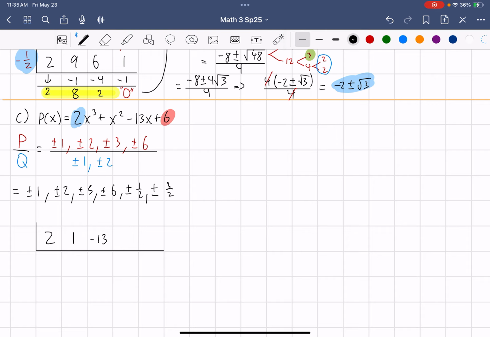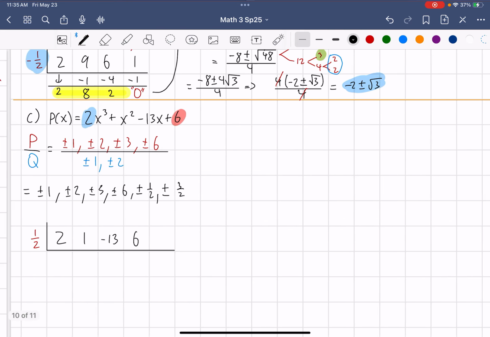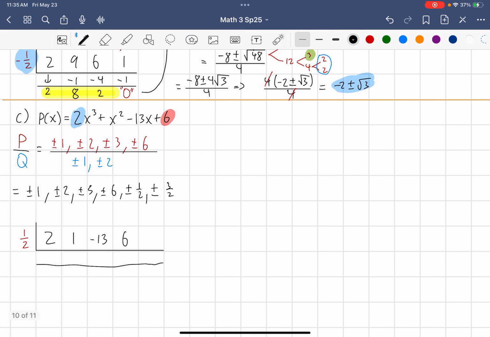So we can jump right into finding our zeros. Once again, luckily I know which ones work. So I'm going to start off with a half. At any point you can stop the video and try to work through these. So 2, you multiply times a half, that gives you 1. You add, that gives you 2. You multiply, gives you 1. You add, it gives you -12. You multiply, gives you -6. And bingo, exactly what we were looking for, that 0.